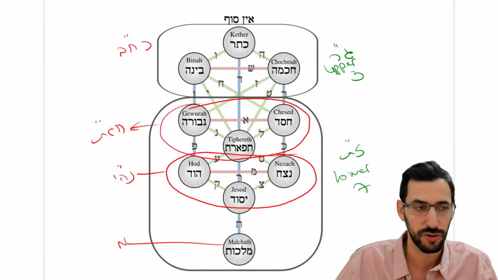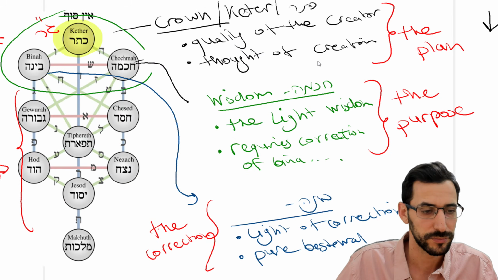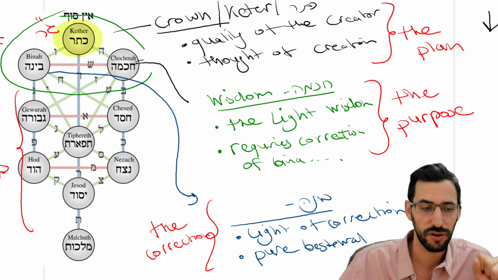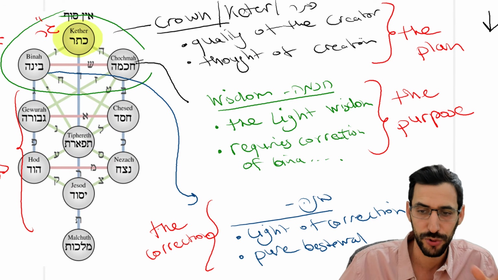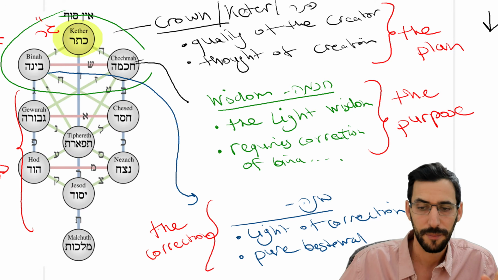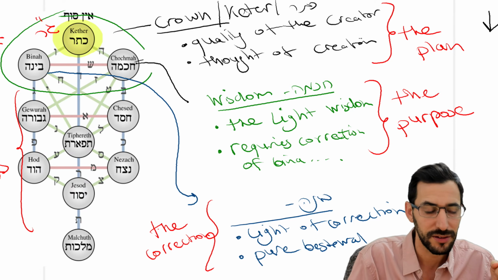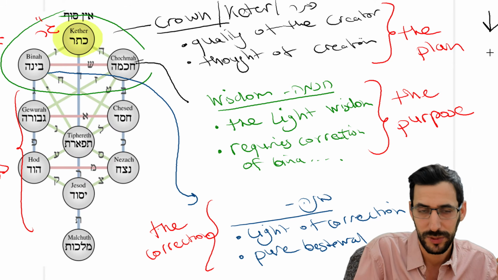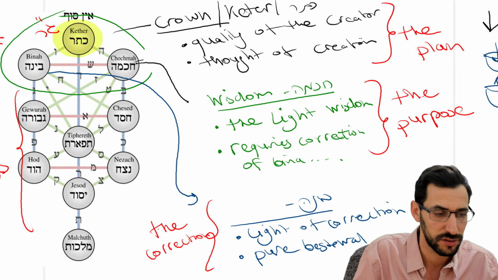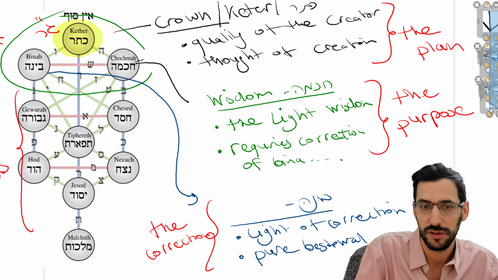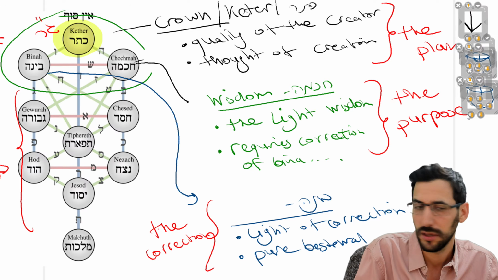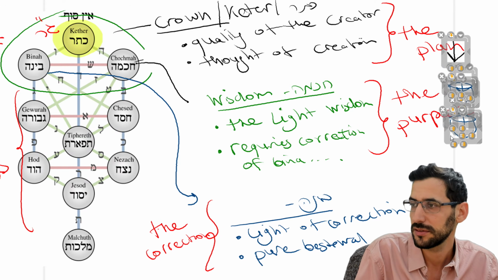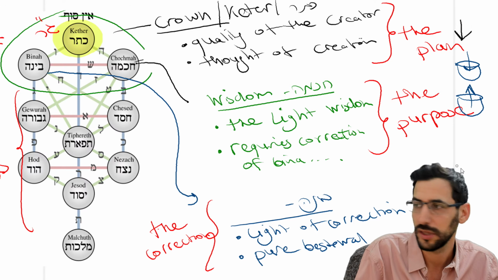Okay, so let's go back to the drawing board. All right, so that's Keter, Hochma, and Bina. Bina, like I said, pure bestowal. Now, Bina, we said, is the second phase, right? So it's the phase that wants to give.